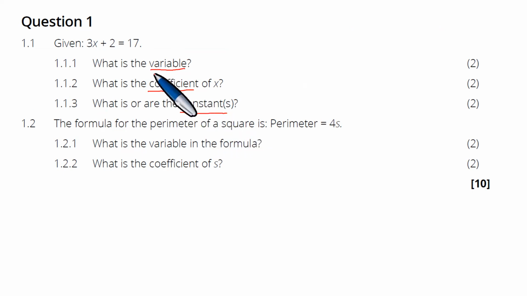What is the variable in question 1.1? What do you think? Here's the question. You have been given 3x plus 2 equals 17. What is the variable in the question? What do you think? I'm just giving you a chance to show us what you're made of.